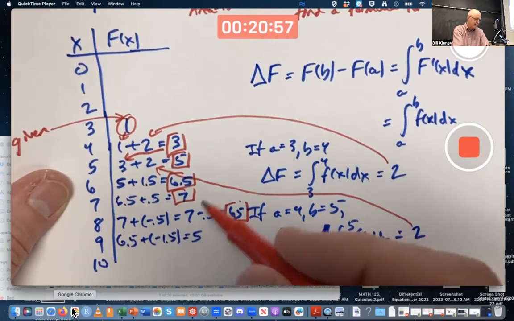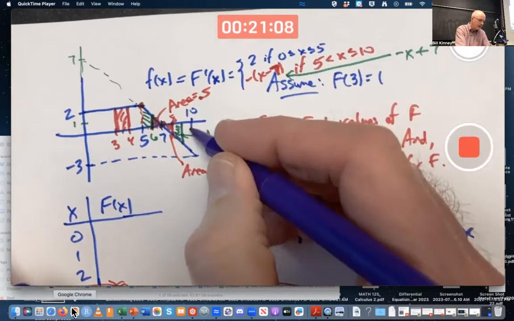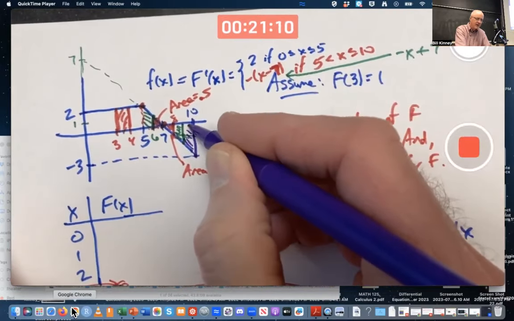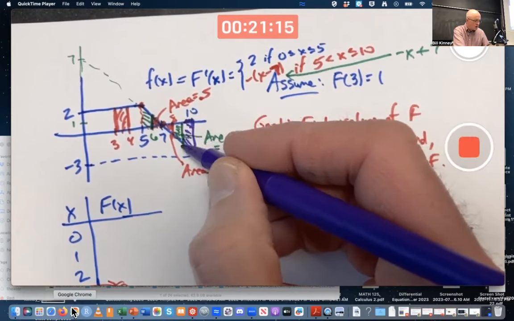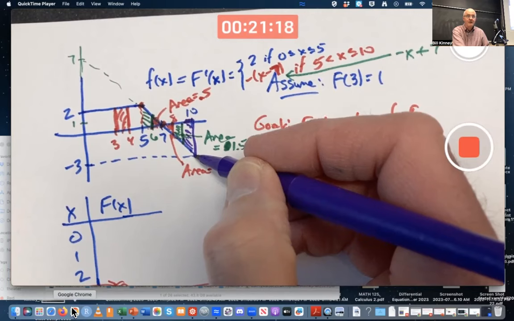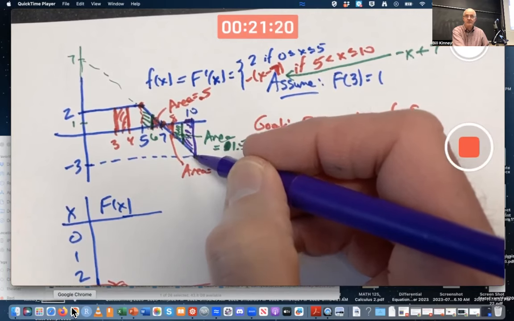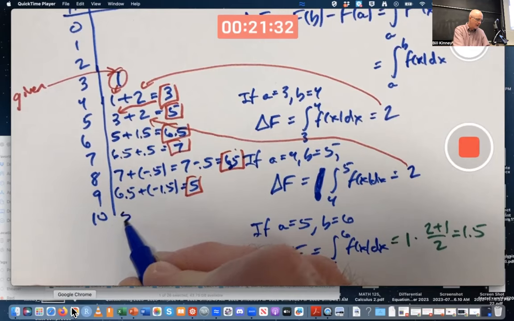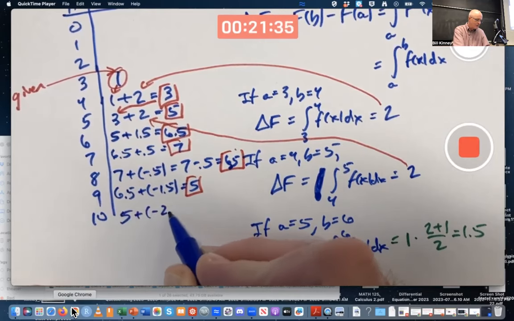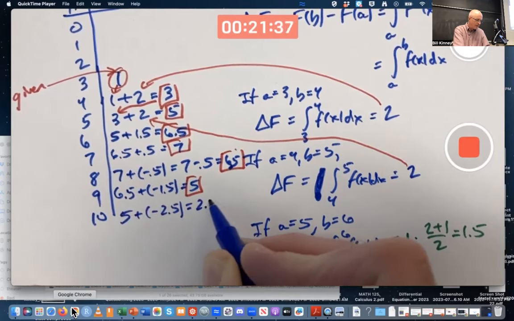Once I go from 9 to 10, though, it's not quite the symmetry matching, because the graph is continuing downward here. I want the area of that trapezoid. Base is still 1. Two heights are 2 and 3. The average of 2 and 3 is 2.5. Base 1 times that average, 2.5, gives you an area of 2.5. So the value of the integral is negative 2.5. So we go from 5 down by 2.5 to 2.5.